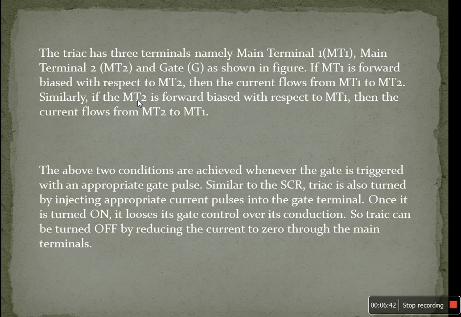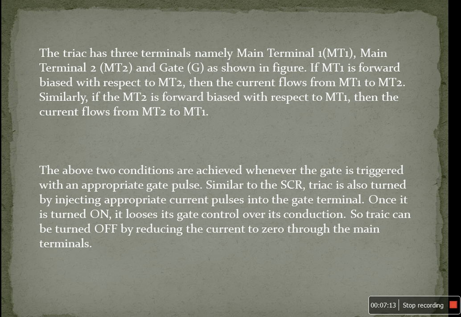Similarly, if the main terminal 2 is forward biased with respect to the main terminal 1, then the current flows from main terminal 2 to main terminal 1. So the above two conditions, that is whether the current is flowing from main terminal 1 to main terminal 2 or from main terminal 2 to main terminal 1, are achieved whenever the gate is triggered with an appropriate gate pulse. So in SCR characteristics already we have studied three conditions.